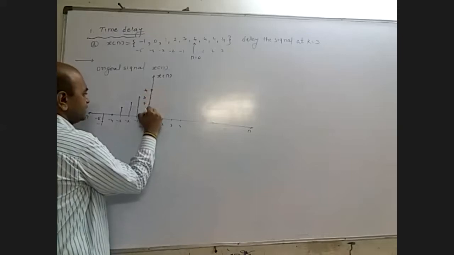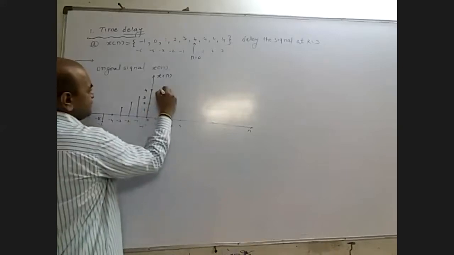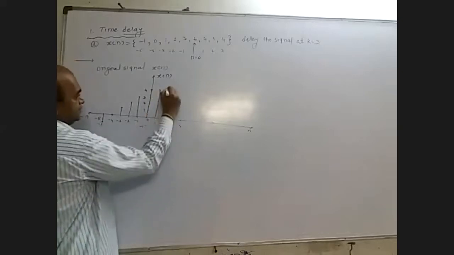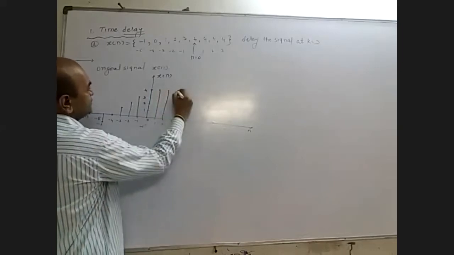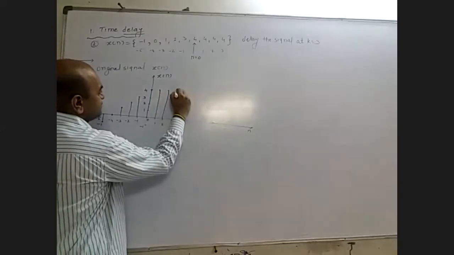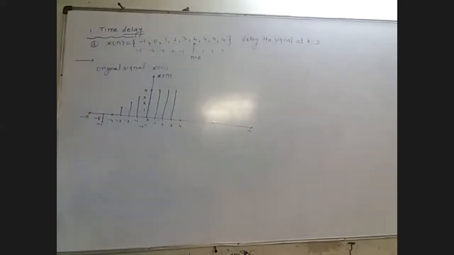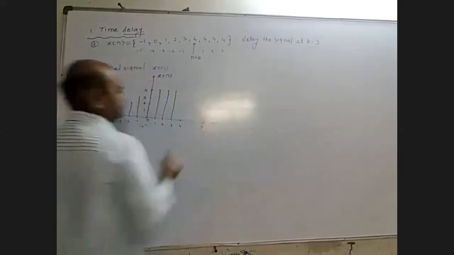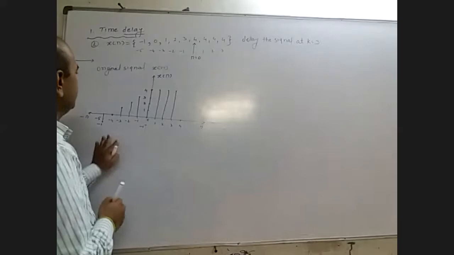I bold it. Then n is equal to 1, its amplitude is again 4. It is constant. At n is equal to 2, its amplitude is 4. Again, n is equal to 3, its amplitude is 4. And at 4, its amplitude is 0. Hope you got it. Getting this graphical representation, remember, this is the original signal.